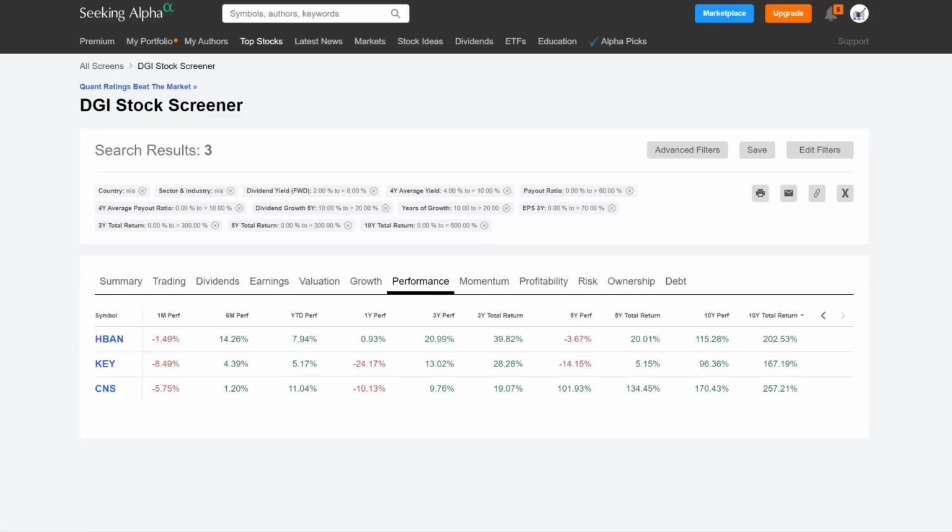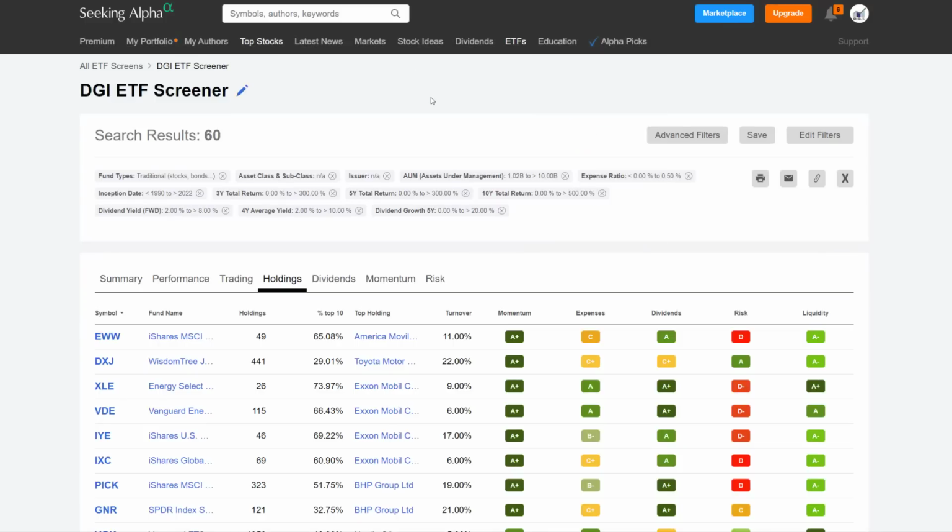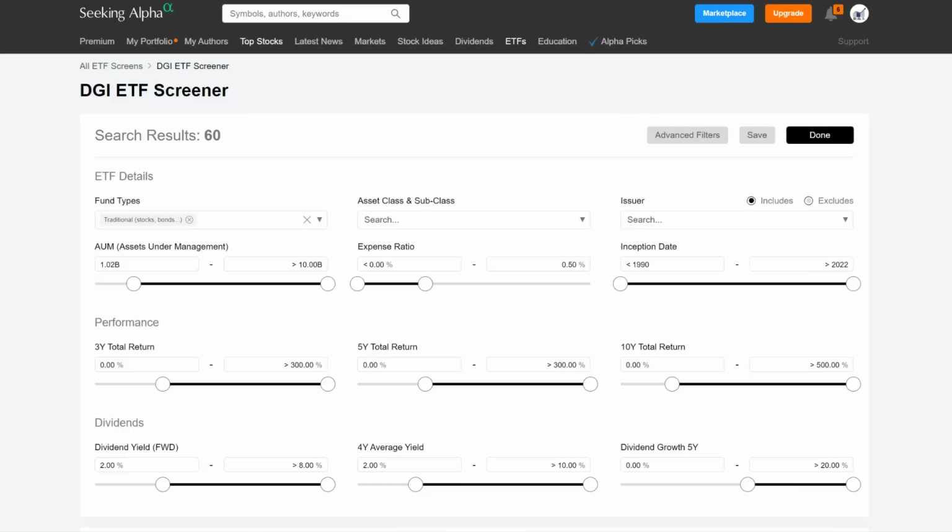Okay, now let's move over and take a look at the dividend ETF screener. The dividend ETF screener builds upon what we just looked at. So the dividend growth, the dividend yield, all of those things, we're building upon that, but we're adding a few additional filters that we want to look at. And I'm going to share with you some of the ones that I personally like when I'm filtering for ETFs.